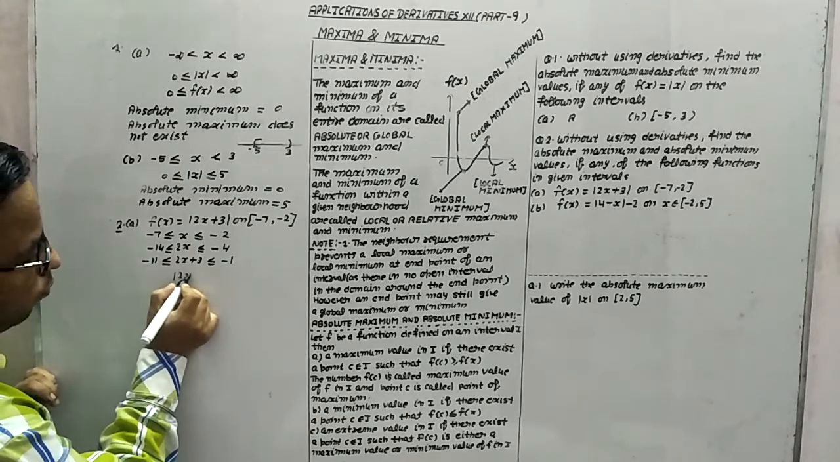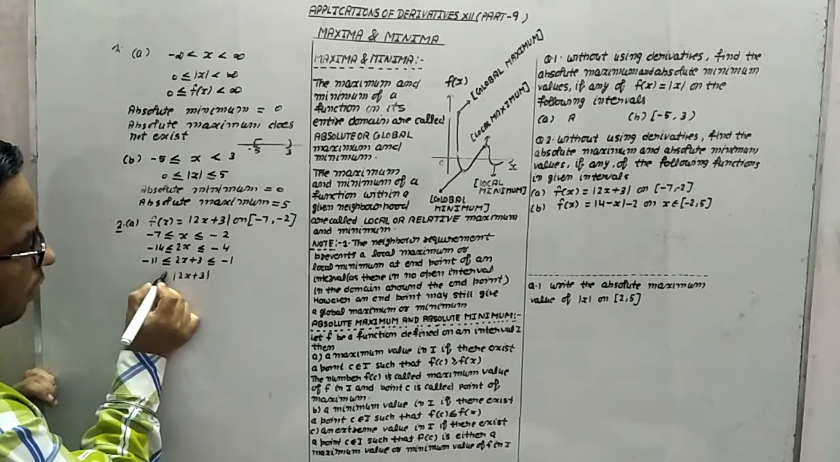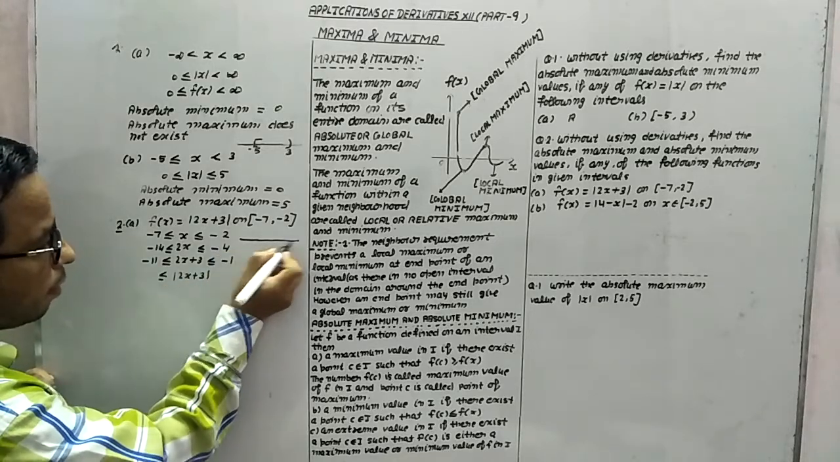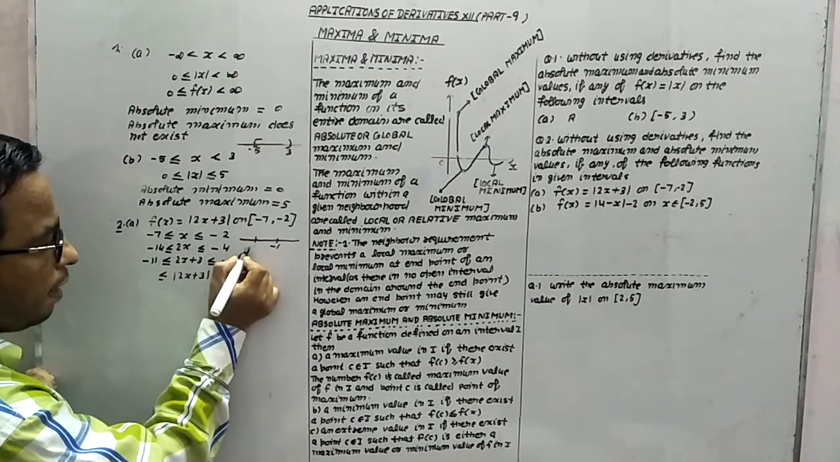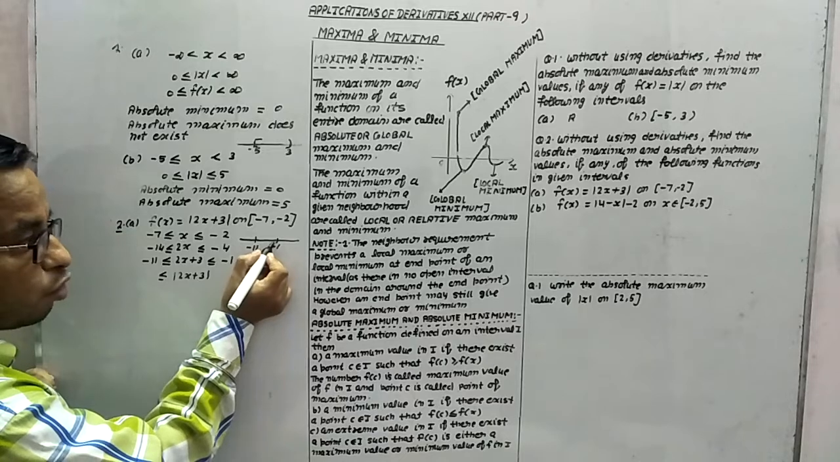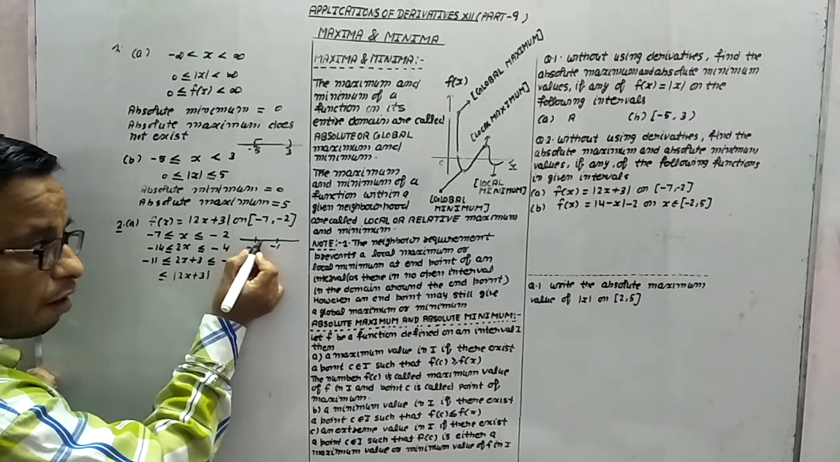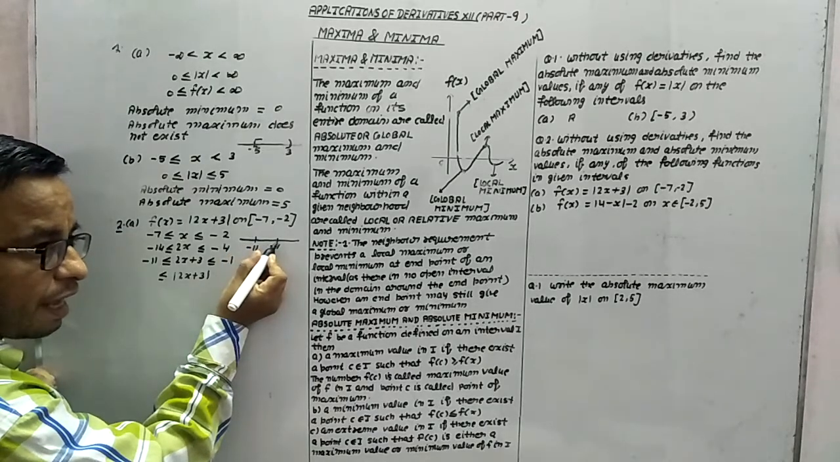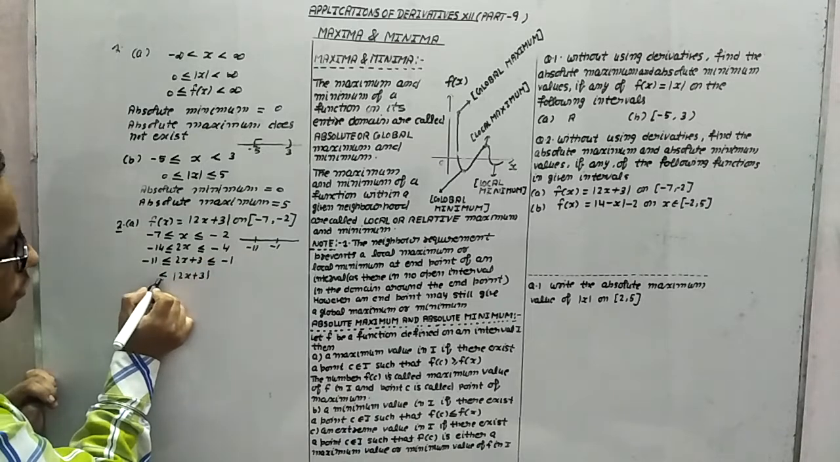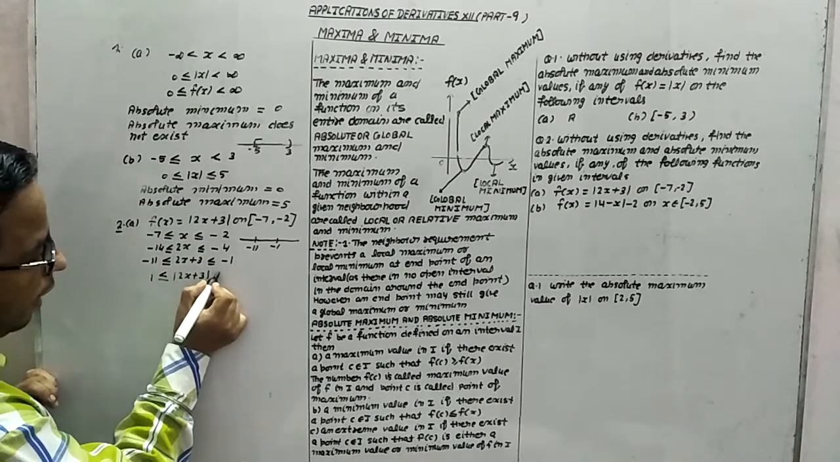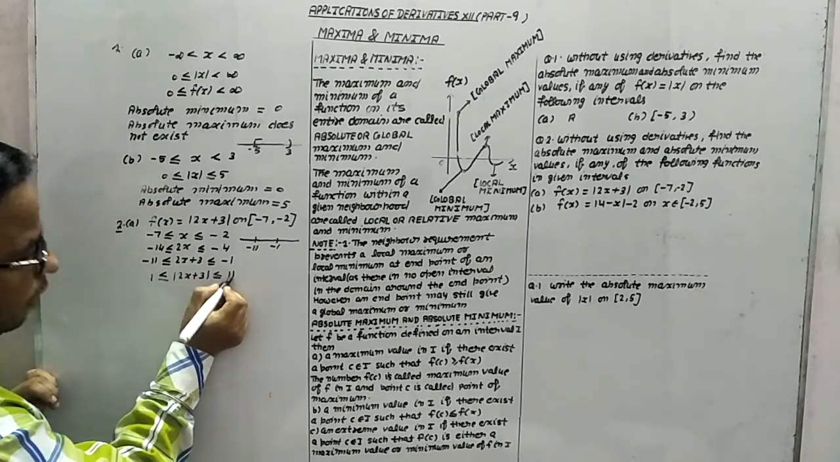Now modulus of 2x plus 3. How will we get? Look at this in number line. Minus 1 and minus 11. तो minus 1 से greater है और कितना है? minus 11 से क्या है? less है. It means this is greater than and equal to 1 and less than and equal to 11.